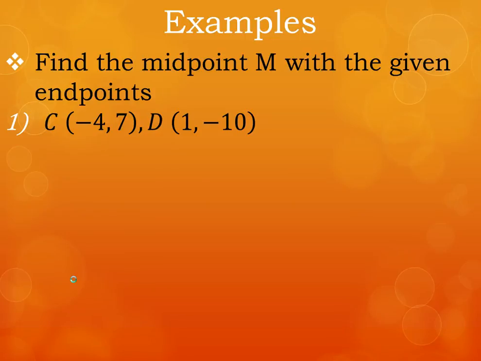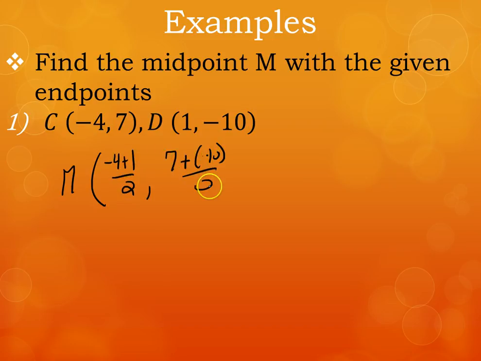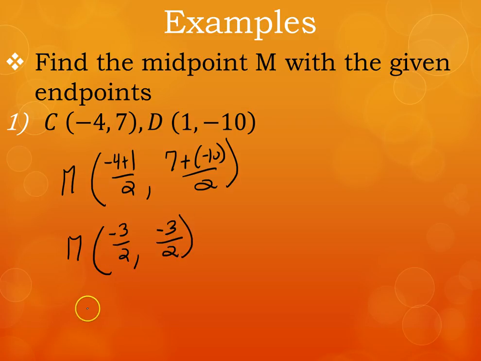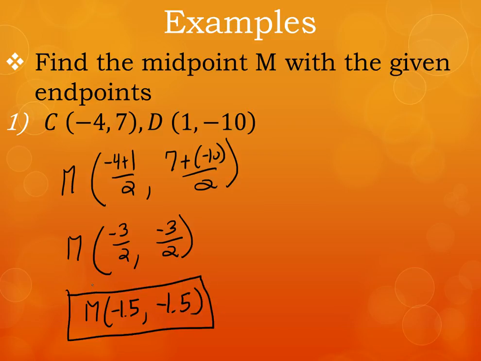Let's take a look at another one. So we're going to add our x's together, negative 4 plus 1 over 2. Add our y's together, 7 plus negative 10 over 2. Negative 4 plus 1 is negative 3. 7 plus negative 10 is also negative 3. And when I do negative 3 divided by 2, I get a negative 1.5 for both my coordinates. Decimals, again, are always perfectly allowed. It should either be a 0.5 or a whole number, since we're dividing by 2 for each one of these cases. So again, just add x's, add y's, divide by 2.